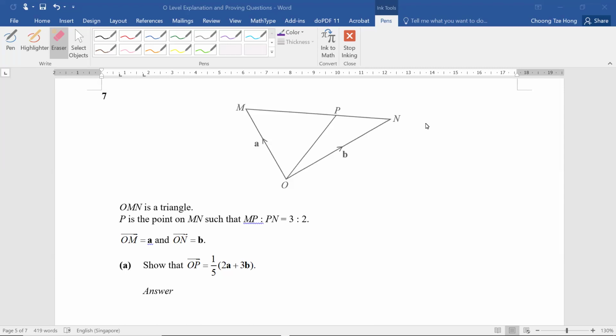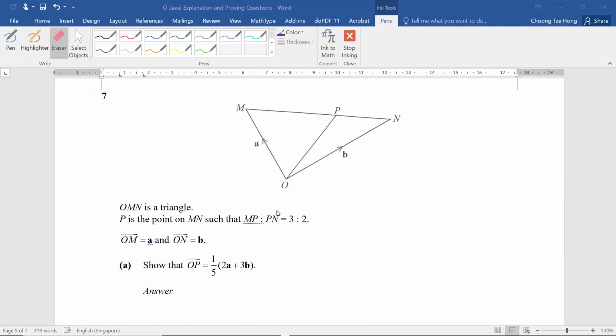Let's read the question. OMN is a triangle. P is the point on MN such that the ratio of MP is to PN equals 3 is to 2. They give us the position vectors OM equals A and ON equals B.